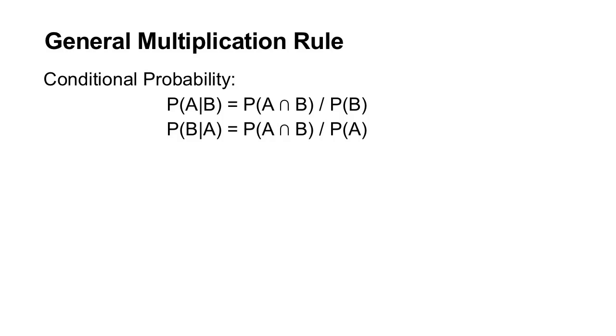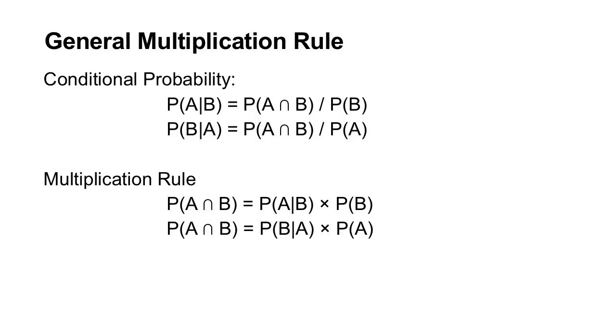So, the conditional probability definition that we saw in the previous lecture: probability of A given B is equal to the intersection probability divided by the probability of B. If you want to think of the probability of B given A, it's the intersection probability divided by P of A. Now, if you do a little algebra and multiply on both sides of this equation with the denominator, so in the first equation, for example, with P of B, we get this multiplication rule: the intersection probability of A and B equals the conditional probability of A given B times the probability of B.